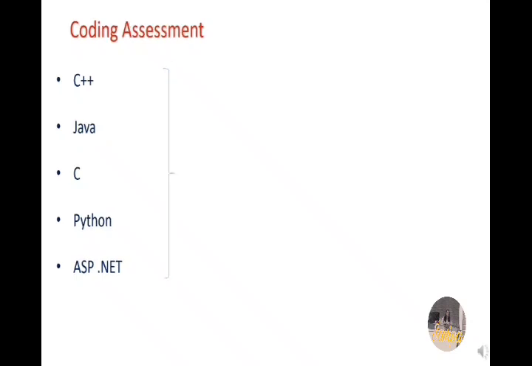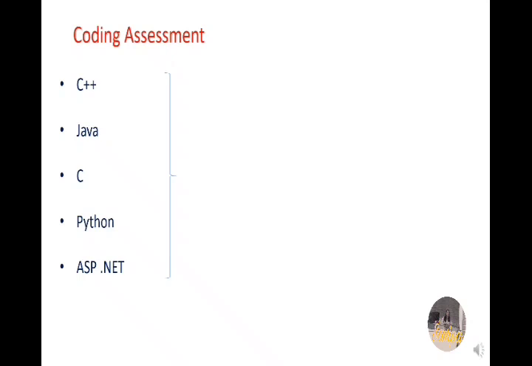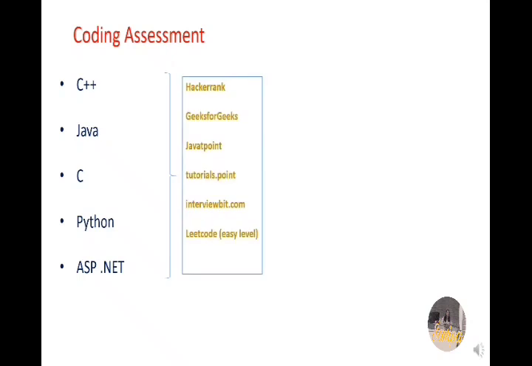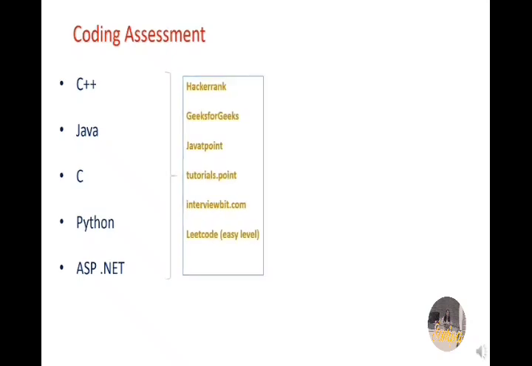Now the second assessment is your coding assessment, right? You may choose any of the programming languages like C++, Java, C, Python or ASP.NET. Whichever is your favorite programming language, just choose that. The reference websites I'm going to give are HackerRank, GeeksforGeeks, JavaTpoint, Tutorials Point, InterviewBit, and LeetCode. I'm not telling you all the levels, okay? Just go with the easy level. That will be enough for your coding round. As a fresher, it is more than enough, to be frank.